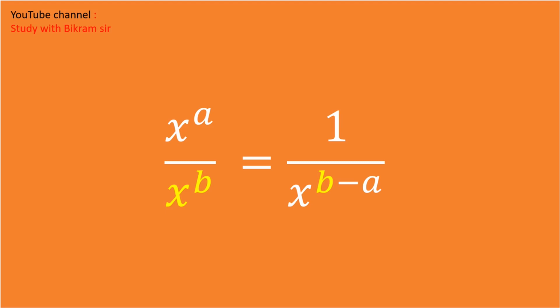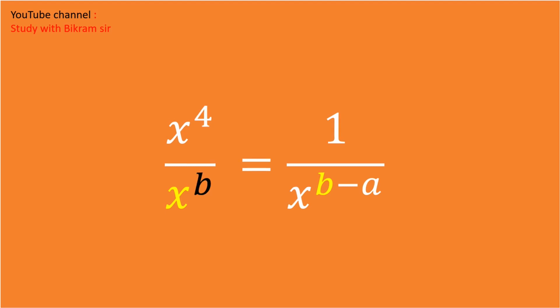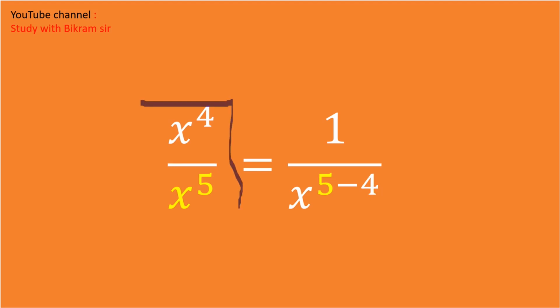Let's do a similar process. In place of a, let's put 4, and in place of b, let's put 5. These are other values that I have put in this equation. Let's check whether this part will be equal to this part or not.